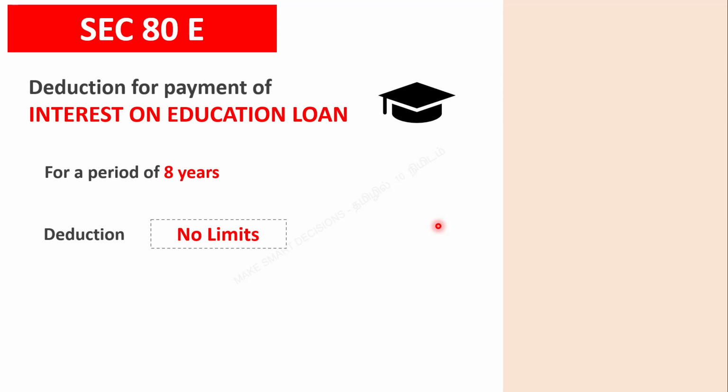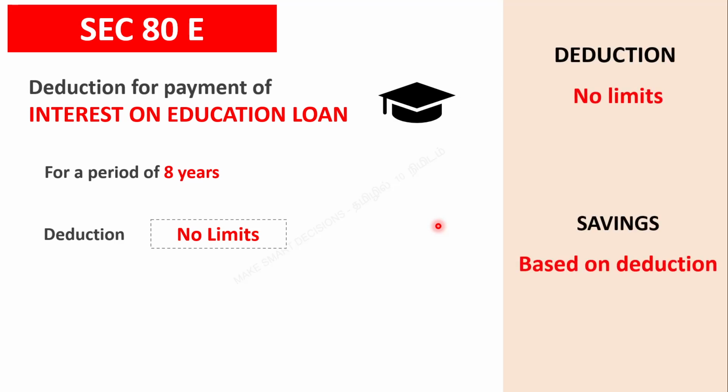There are no limits to it. So depending on your income tax slab and how much interest you're paying, the deduction will be applicable. So in my case, when I took a loan of about 10 lakhs 10 years back, on an average I used to save about a lakh or 1.2 lakhs a year on this particular section.